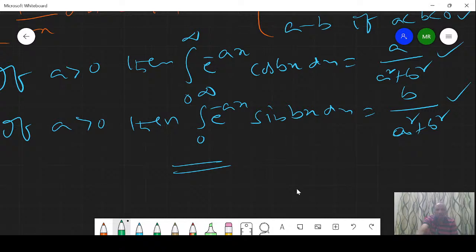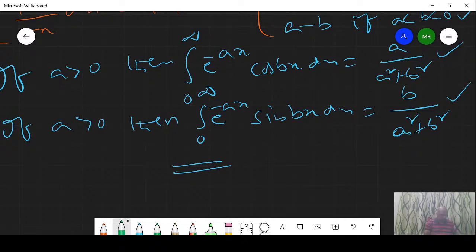This is the last class I discussed. If a is greater than 0, then the integral from 0 to infinity of e to the power minus ax cos bx dx is a by a squared plus b squared. And if a is greater than 0, then the integral from 0 to infinity of e to the power minus ax sin bx dx equals b by a squared plus b squared.